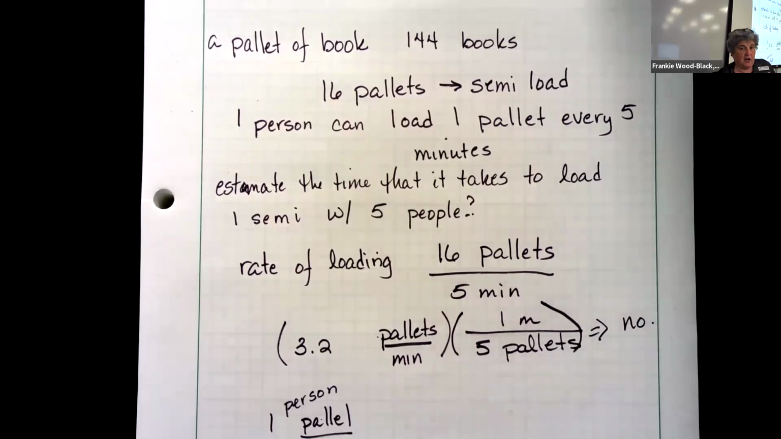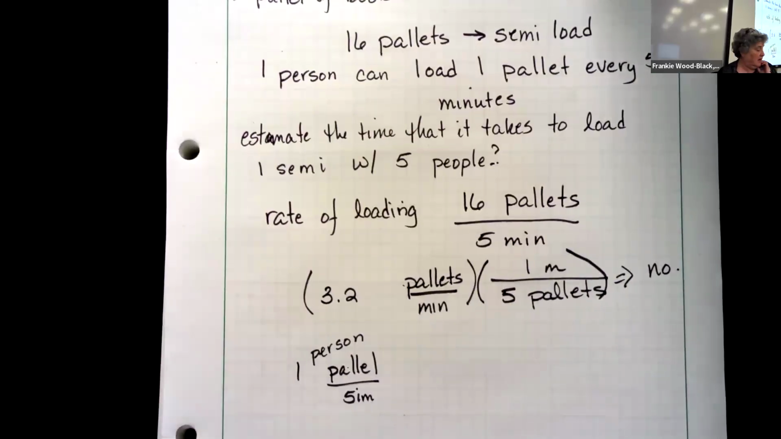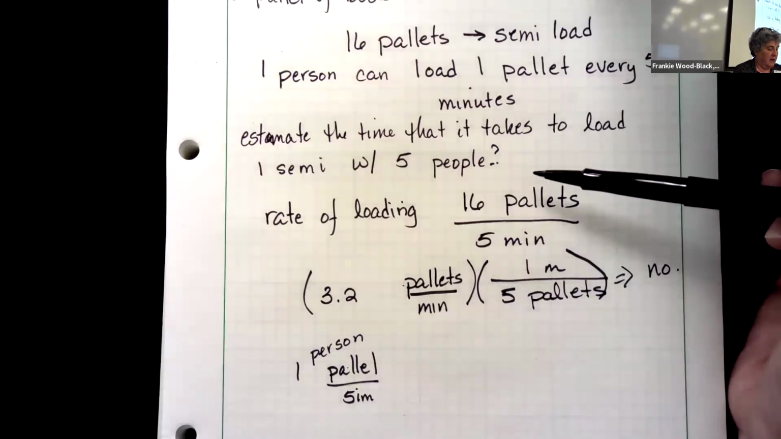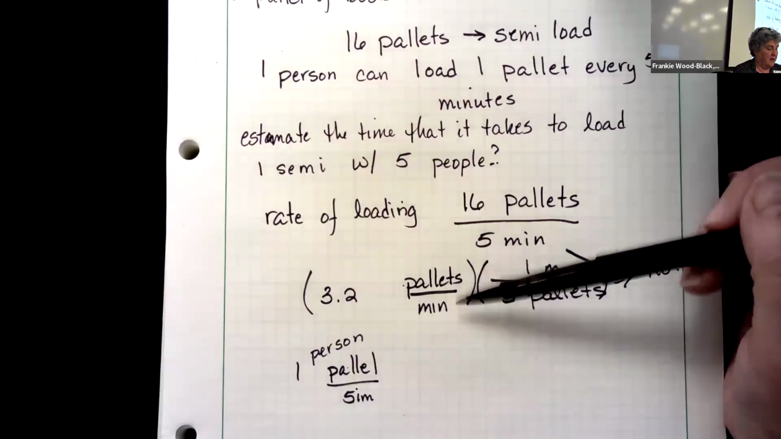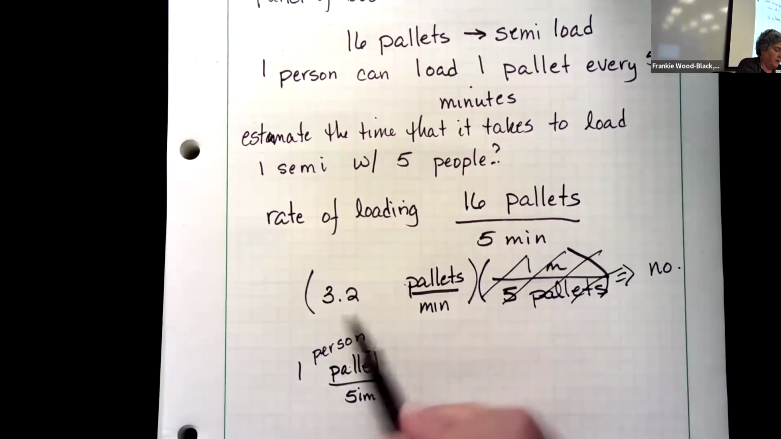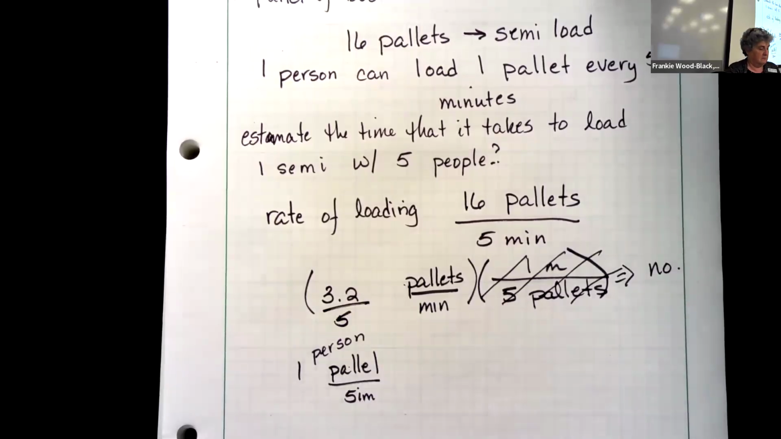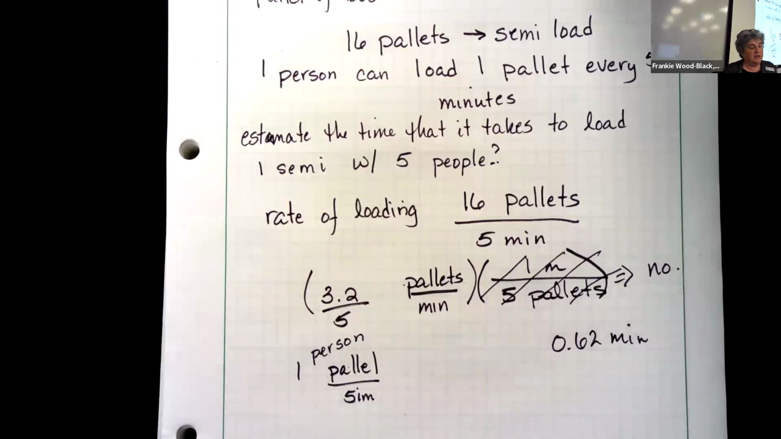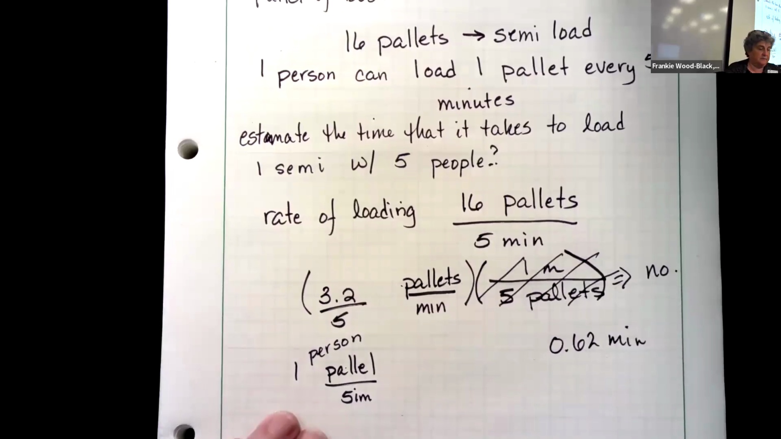We should be able to load that truck pretty quickly. I'm getting about 0.5 minute if we're loading those pallets. So that doesn't make any sense. Estimate the time it takes to load one semi with 5 people. We get 3.2 pallets per minute. Nope, that's right. We divide that by 5. Yep, divide that by 5, and it'll take them 0.62 minutes. And you can see that there's more than one way to do it.